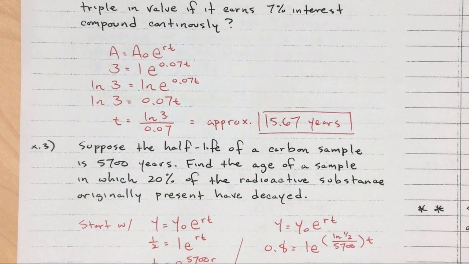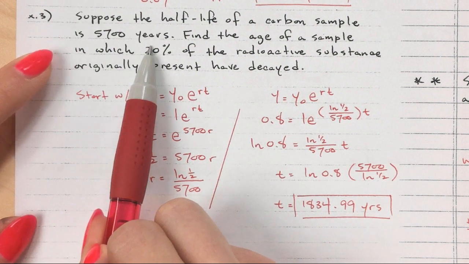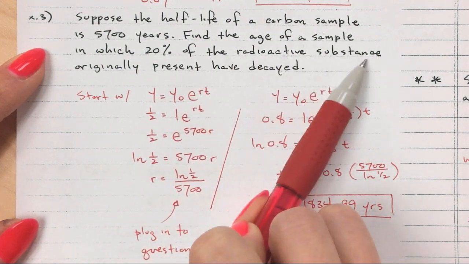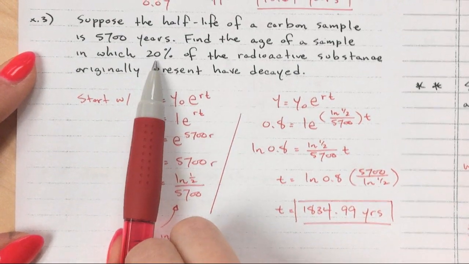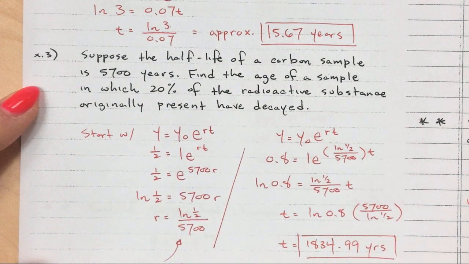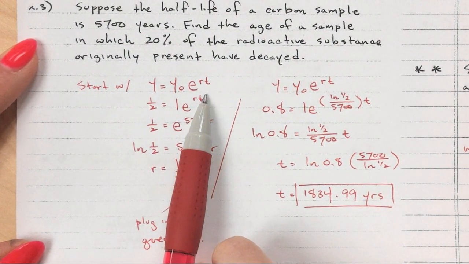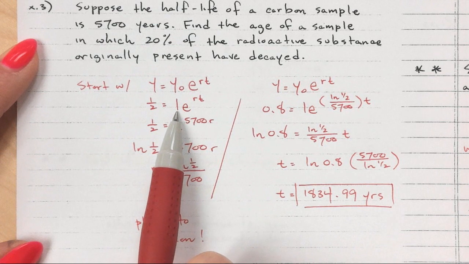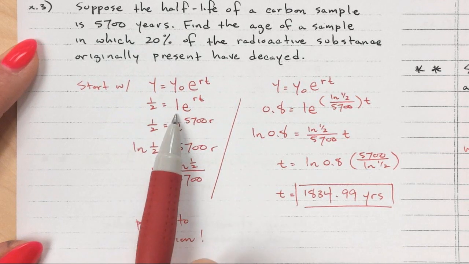So last example. Suppose the half-life of a carbon sample is that many years. So we have our t. Find the age of the sample in which 20% of the radioactive substance originally present has decayed. All right, so actually, we have 20%, but they don't give you a rate. It says find the age. So that's like in years. All right, let's start with what we do have. So here's our PERT formula, and then half-life. So half-life, if I started with 1, how long does it take, what's our rate, for us to reduce that by 50%? So that's what we're going to solve for first.